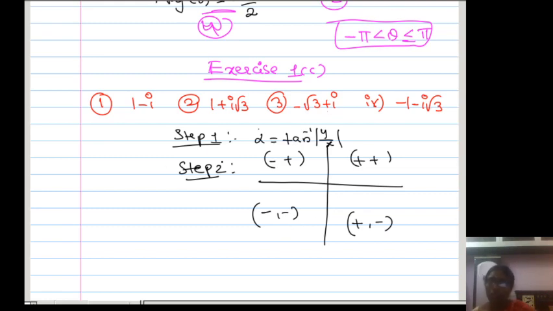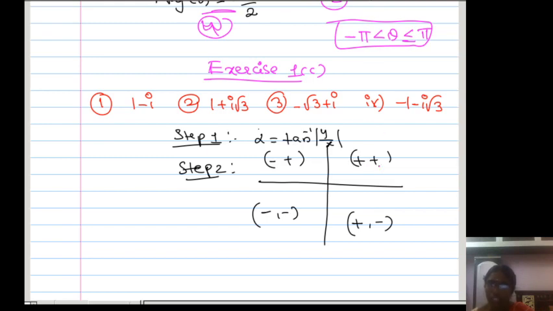So what happened? First find alpha, tan inverse of mod y by x. Then you have to identify in which quadrant the given complex number lies according to the x sign and y sign. Next, what is the third step? If suppose it is in the first quadrant, what is our answer, the principal argument?